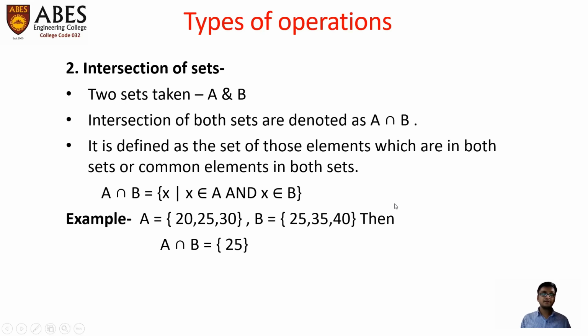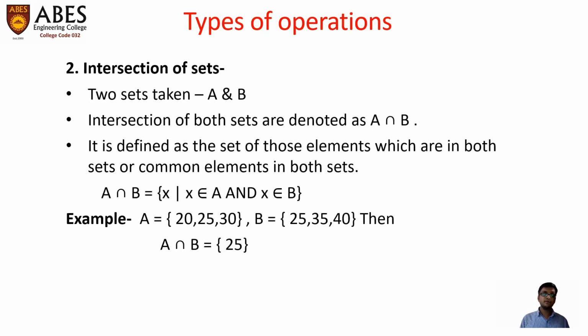Next operation is the intersection of sets. Again, I am taking two sets A and B, and the intersection operation is symbolically represented as A intersection B. The intersection symbol is this. And what is the definition? It is defined as the set of those elements which are in both sets, or common elements in both sets. Earlier, I discussed the union operation. In union operations, I have taken the elements from set A or B or common elements.